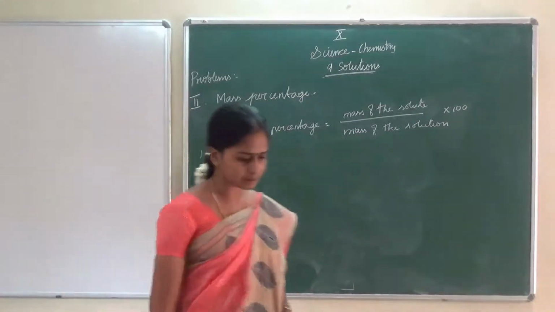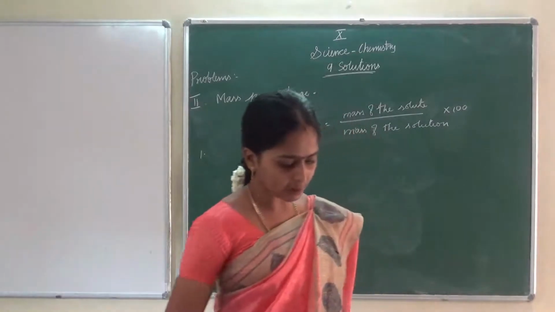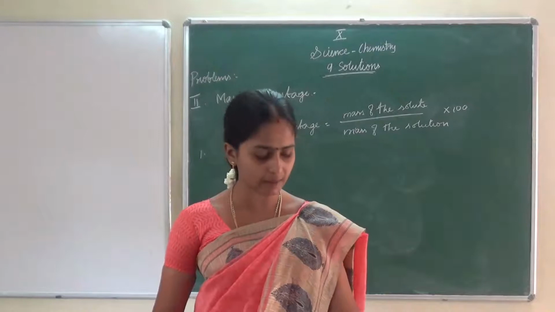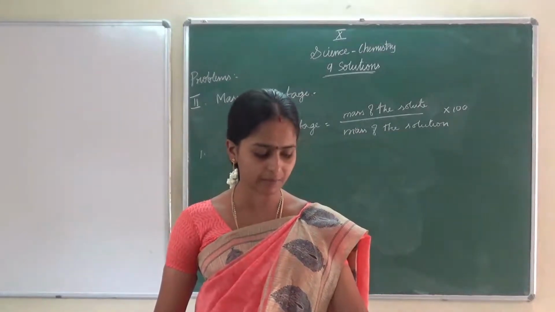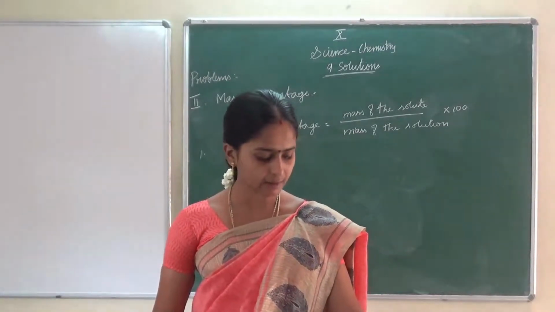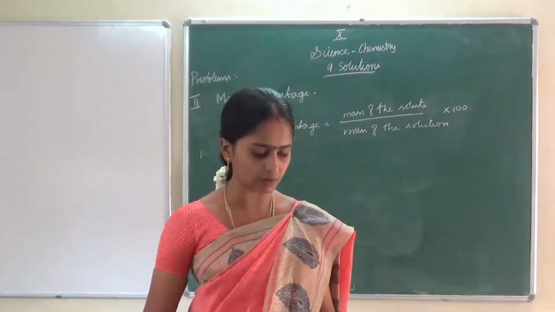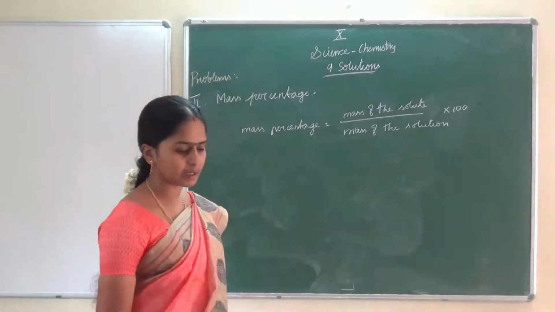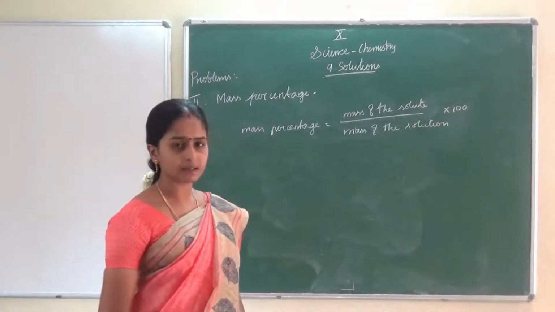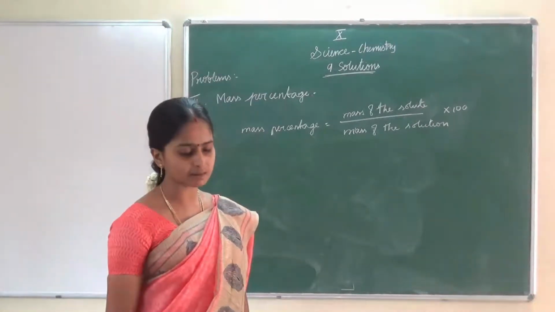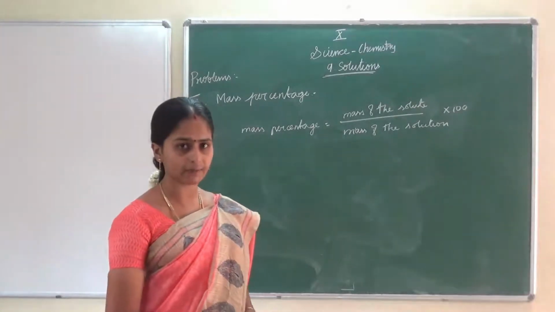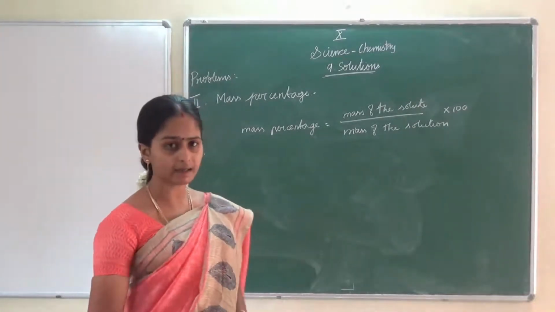Okay, the first question here it is. A solution was prepared by dissolving 25 gram of sugar in 100 gram of water. Calculate the mass percentage of the solute. Here, sugar in water. Sugar is here solute and water is solvent. How much of sugar is given there? 25 gram and water is 100 gram.